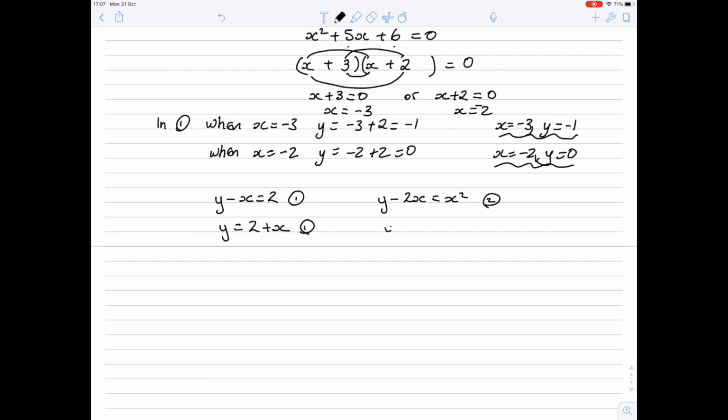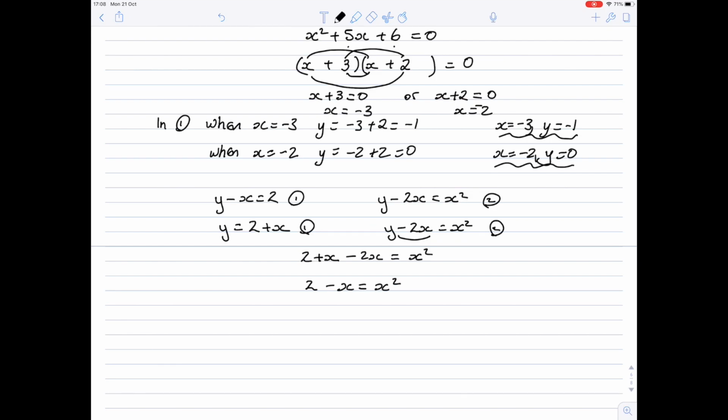My second equation, I'm going to leave as it is for the time being, because I can substitute quite easily into that. So that's my second equation. So using the fact that I know that y is equal to 2 plus x and substituting that in the second equation, I get 2 plus x, substituting for y, minus the 2x, which is still there, is equal to x squared. A little bit of sorting out and rearranging. x minus 2x is minus x, so 2 minus x equals x squared.